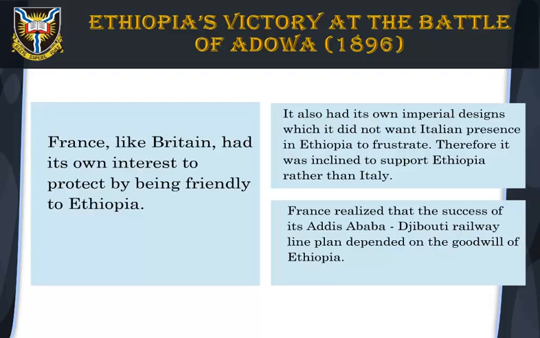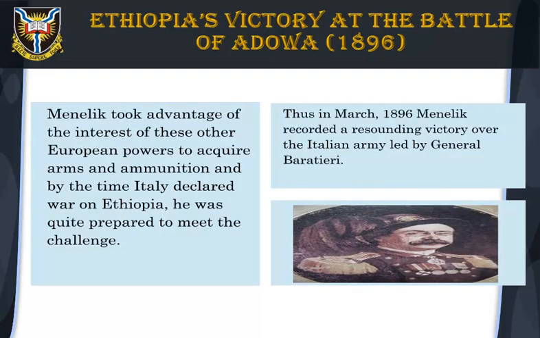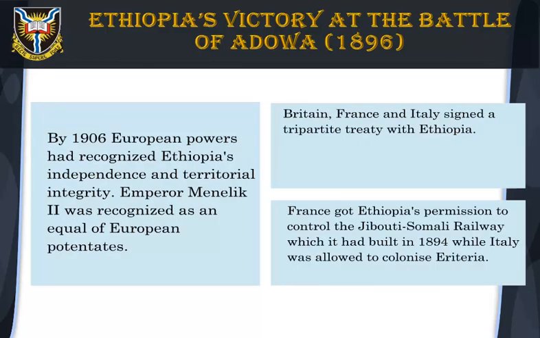France realized that the success of its Addis Ababa-Djibouti railway line plan depended on the goodwill of Ethiopia. Menelik took advantage of the interest of these other European powers to acquire arms and ammunition, and by the time Italy declared war on Ethiopia, he was quite prepared to meet the challenge. Thus, in March 1896, Menelik recorded a resounding victory over the Italian army led by General Baratieri. Ethiopia's victory at the Battle of Adwa.